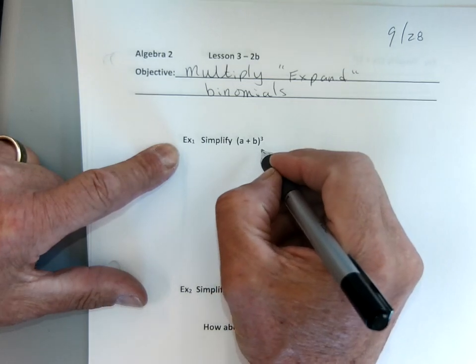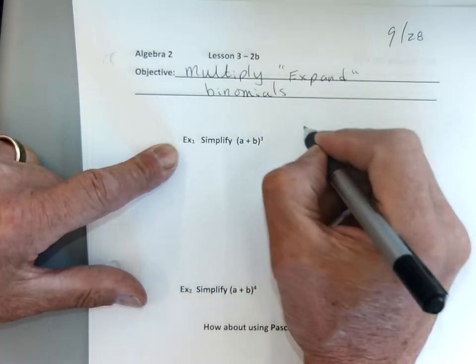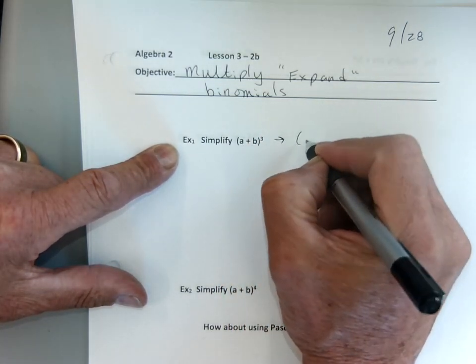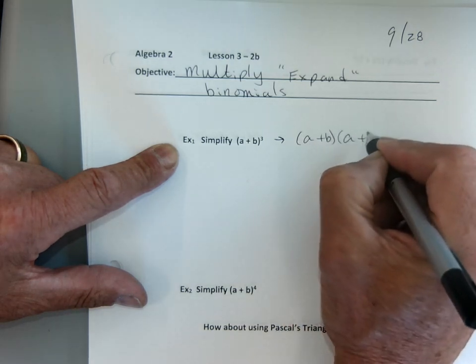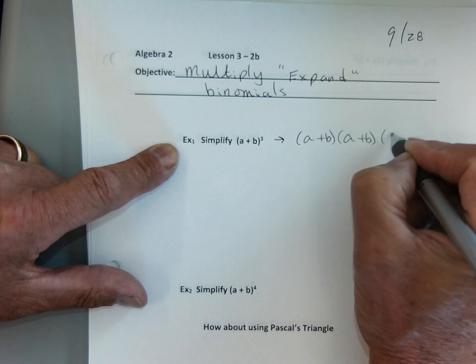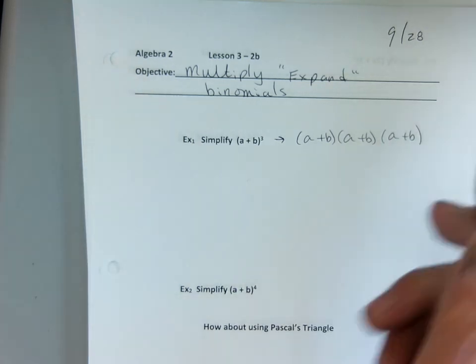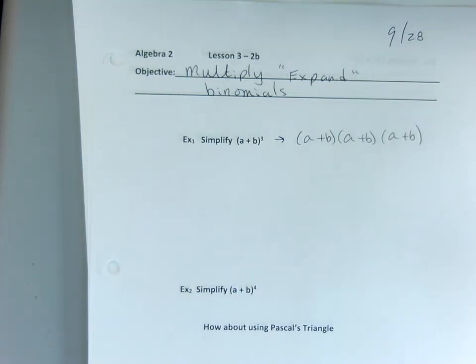a plus b to the third power really means a plus b times a plus b times a plus b. That really does mean that. That times that times that. There's the long way, and then there's the way using Pascal's triangle. I'm not going to do the long way.